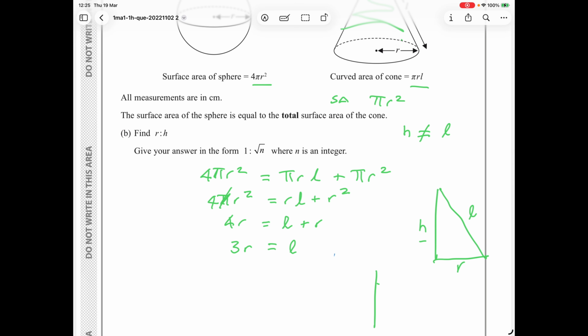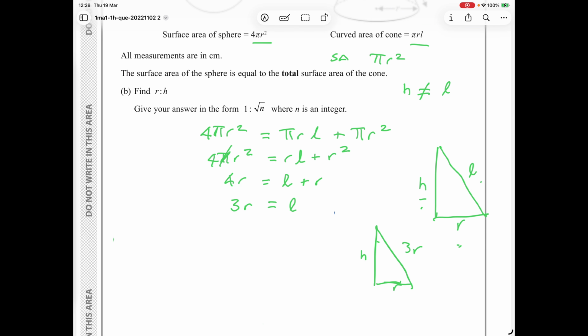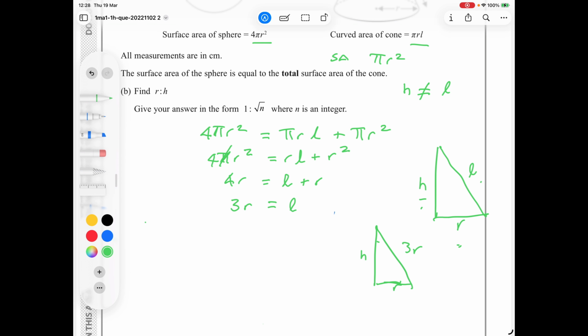So let's redraw a little triangle. So we've got 3r. I think I might have just been a bit sleepy. I am quite sleepy. I've just had acupuncture.